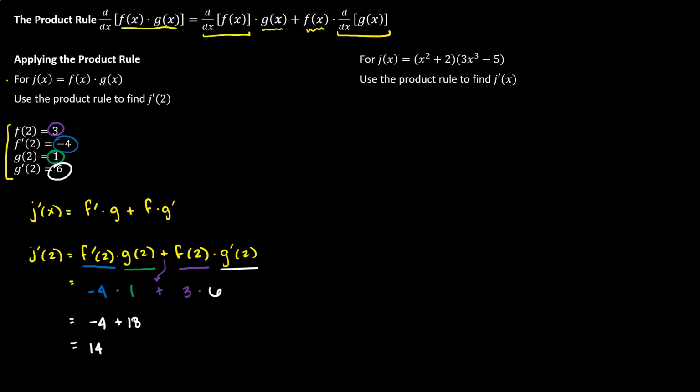of the function j. In the second example, we are given the actual definition for j, and we want to use the product rule to calculate this derivative. Now, the first thing that I like to encourage you to do is create a roadmap. So j prime, that's the same thing as taking the derivative of the entire j function.